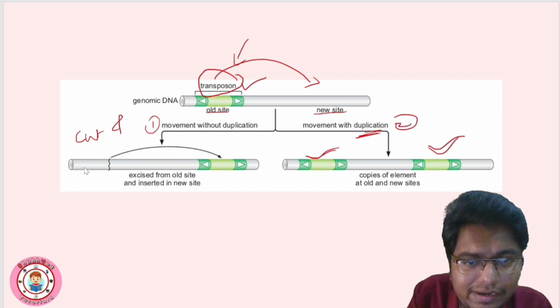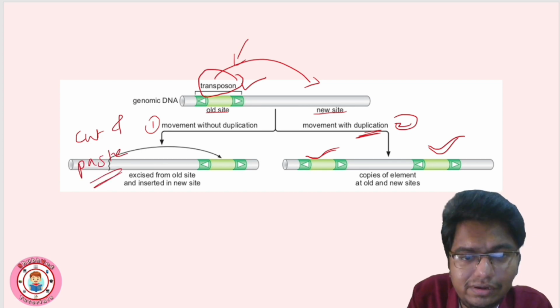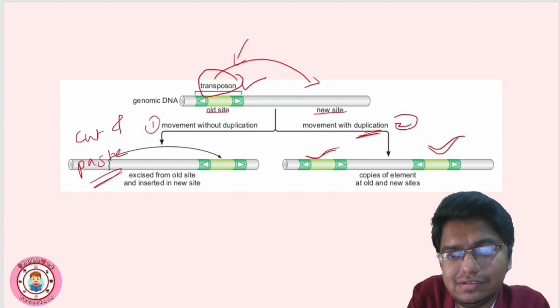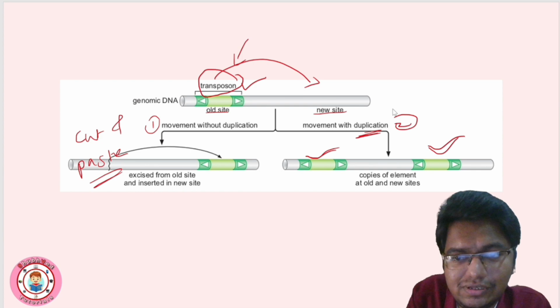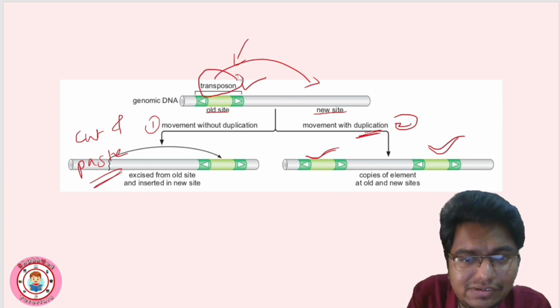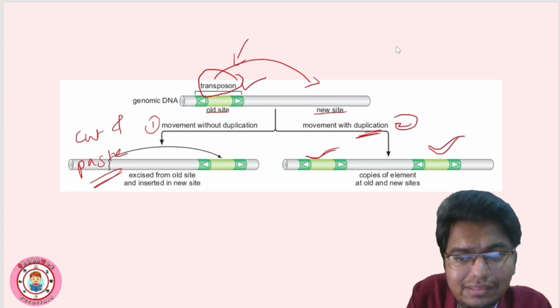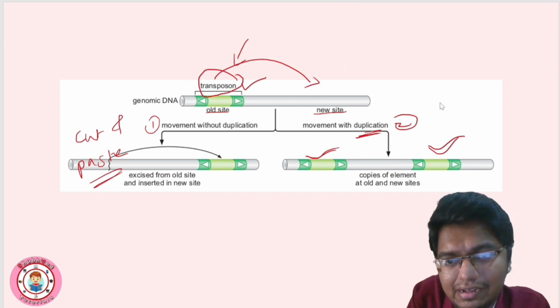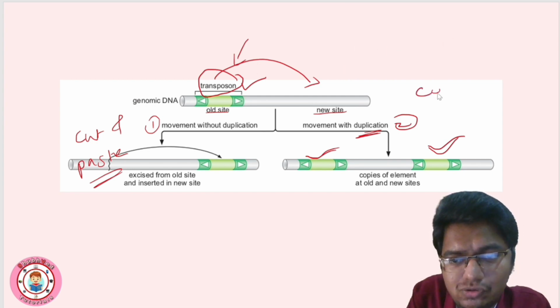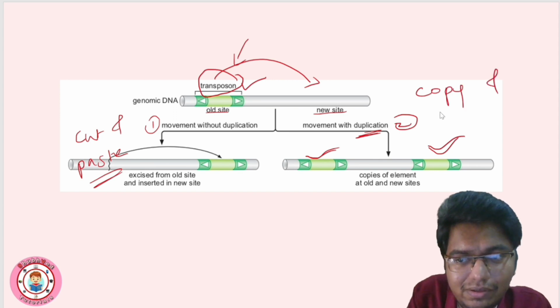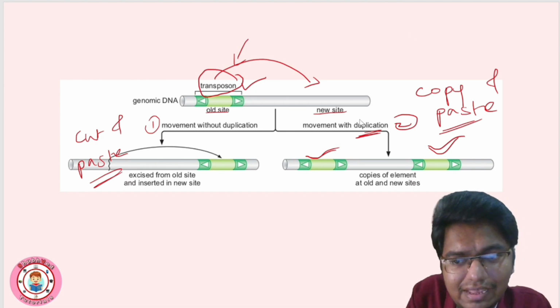We can say this is known as cut and paste. You might have heard the transfer of files in the laptop is done by these two mechanisms: copy and paste and cut and paste. So in the first part, it is cut and paste, which means from the old site it is getting deleted and in the new site it is getting inserted. And the second type is copy and paste, which means it will remain in that site as well as in the new site.